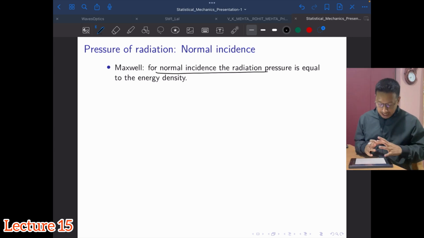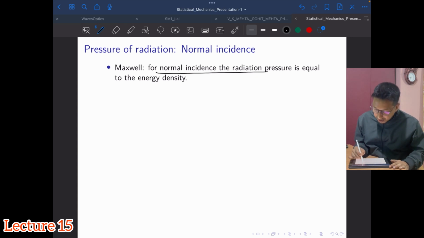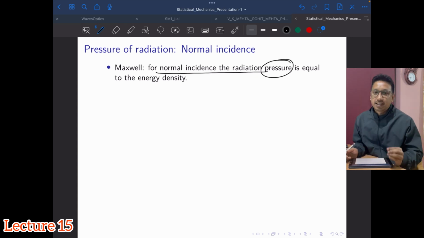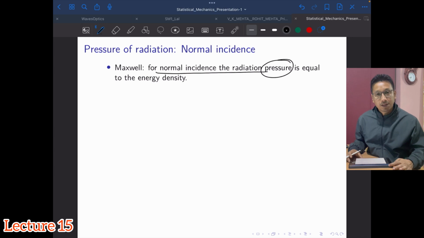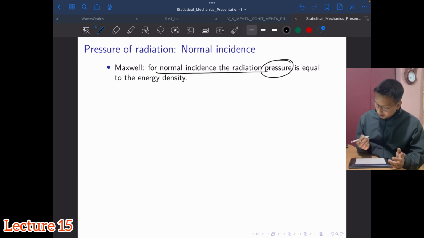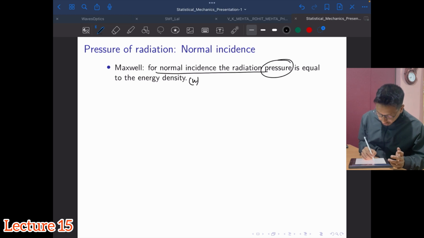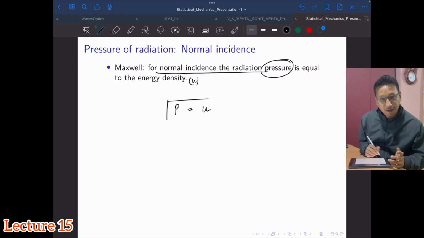So the basic idea is to prove that the pressure due to the radiation is equal to the energy density. We have already discussed this energy density term in the earlier video, where we took it to be U. So basically the idea is that the pressure of the radiation must be equal to U. So we must prove this.